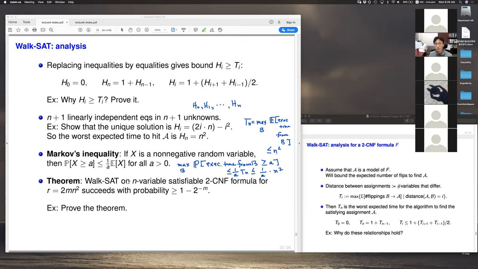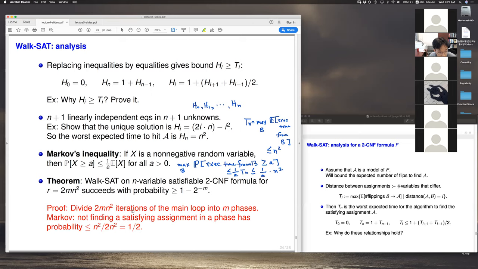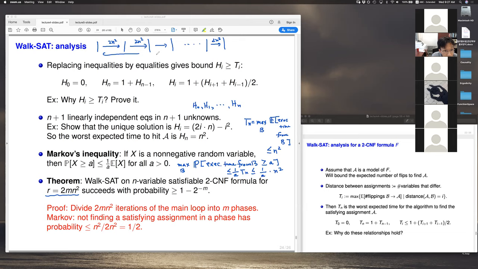Okay, let me show you the answer here. I mean, it's written some way, but let me just explain what's really going on. If we set R to 2m times n squared, then we divide the iterations into m phases, and each phase consists of 2 times n squared steps. So the last one is also a 2n squared step, and the total number of phases is m, okay?